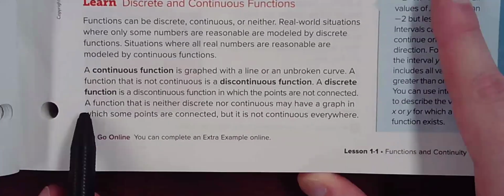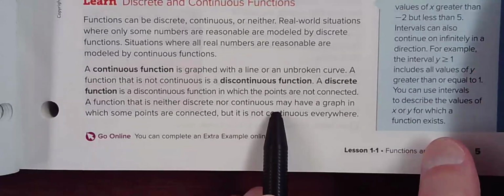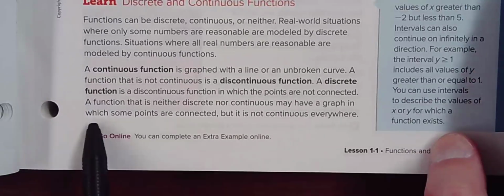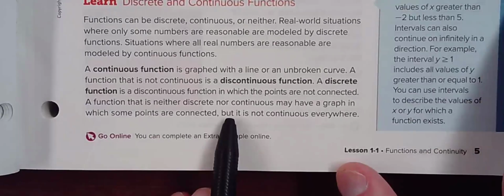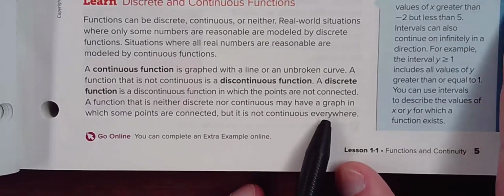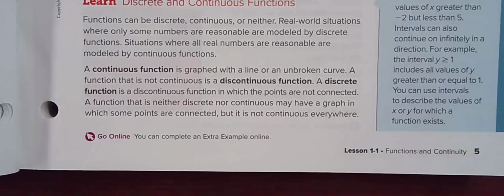A function that is neither discrete nor continuous may have a graph in which some points are connected, but it is not continuous everywhere. So like a mixture of points and lines and curves, or maybe you have a line here and then it stops, but then it picks up again over here and does something like that. That would be neither. Or discontinuous, just standard discontinuous, but not discrete.